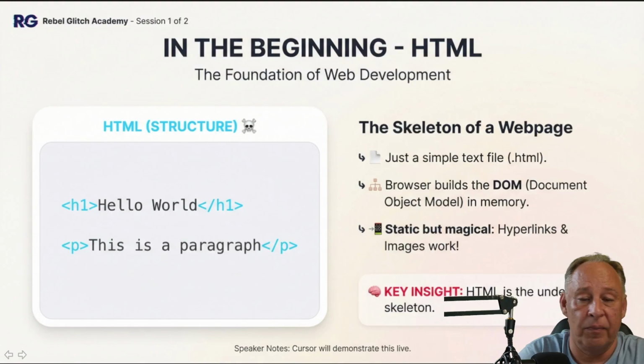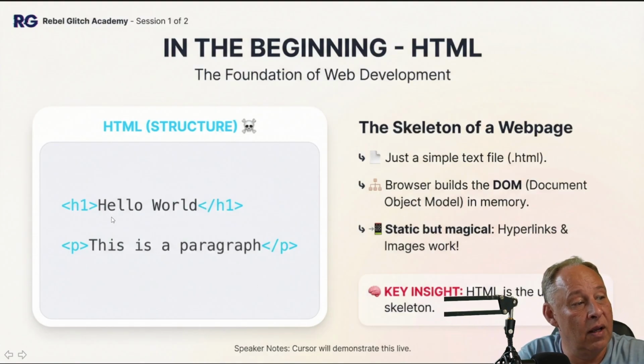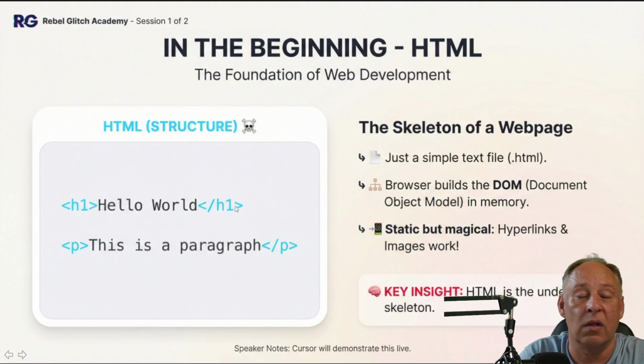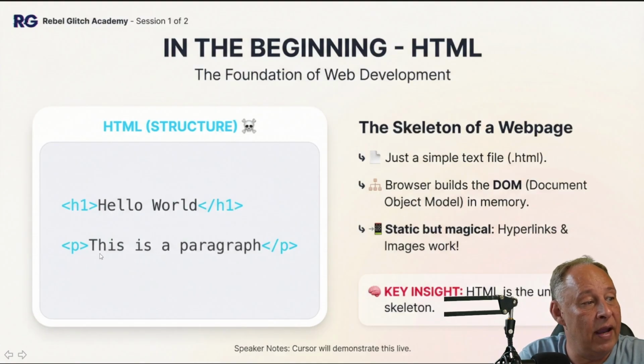For instance, you have something like hello world, and these two tags h1 and slash h1 define that this hello world is a header. So it is a bigger font, it might be bold, and so forth. Then we have another line of code, P and slash P. So P means it's the beginning of a paragraph, and slash P means it's the end of the paragraph. Just as H1 means it's the beginning of a header, and slash H1 is the end of the header.